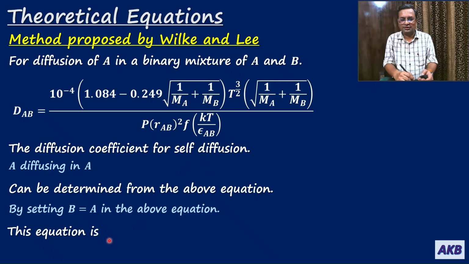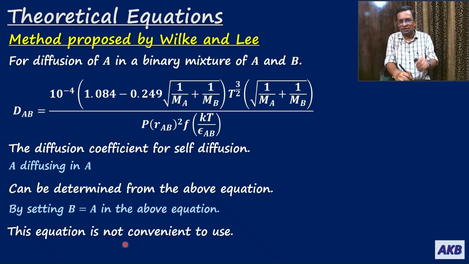Now the problem with this equation is that it is not convenient to use, since we have to know the collision function, and for that we need to use the graph that is available in the literature. So that's why this equation is not convenient to use. Now we will know some equations which can be conveniently used for finding diffusion coefficients.